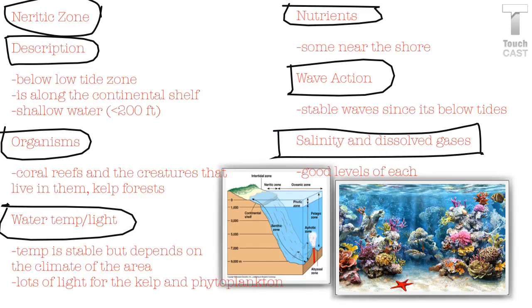Next zone is called the neritic zone. It's below the low tide. It's still on the continental shelf. Here it is right here in this picture. Coral reefs and all the creatures that live in them, kelp forests are all there. Good temperatures, but really it just depends. The temperature of coral reefs in one area is going to be different from coral reefs in another. Lots of light for the kelp and the phytoplankton. Some good nutrients near the shore. Stable waves because it's below the tides. And then good levels of salt and gases. This is where all the really cute, awesome, beautiful creatures, like Finding Nemo kind of stuff, live.